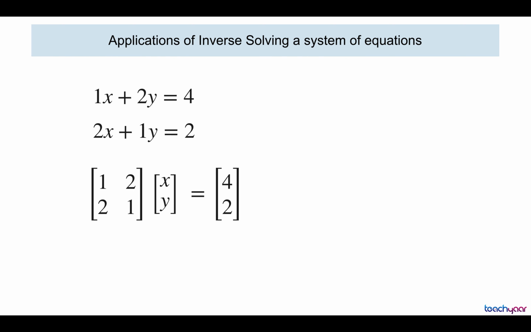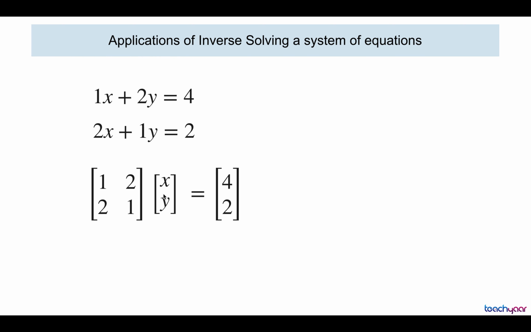First, you can rearrange this system of equations into this form. What have we done? We've taken the 1 2 2 1, which are the coefficients of the variables, and put them in a matrix where it's 1 2 2 1. We've taken the variables and put them in a column matrix x and y, and we've taken the right hand side and put that in a column matrix 4 and 2.